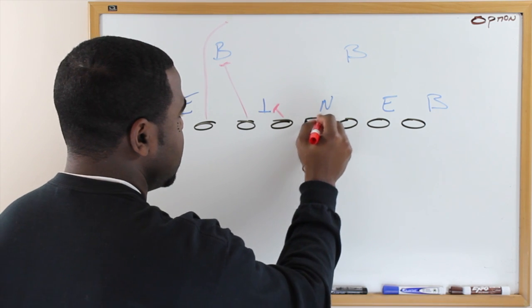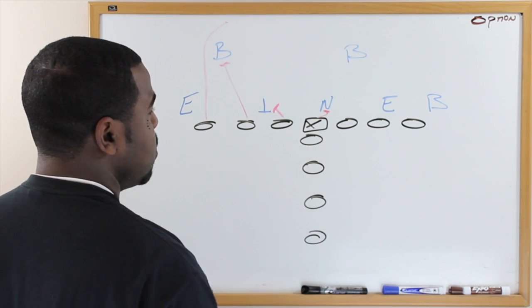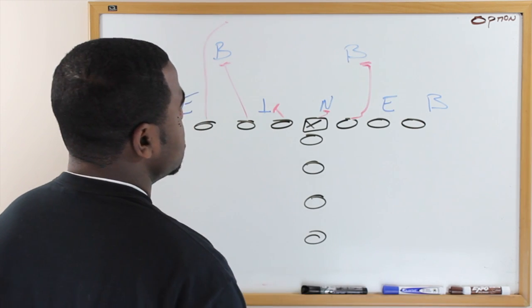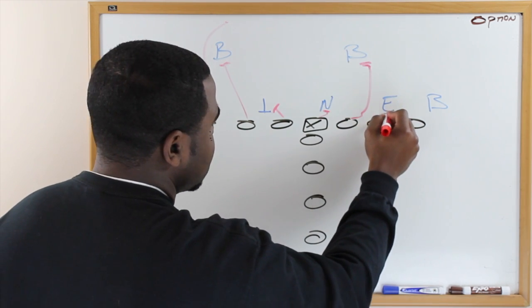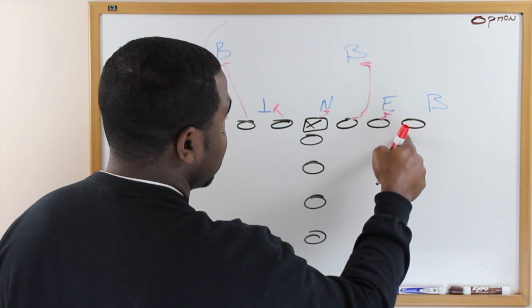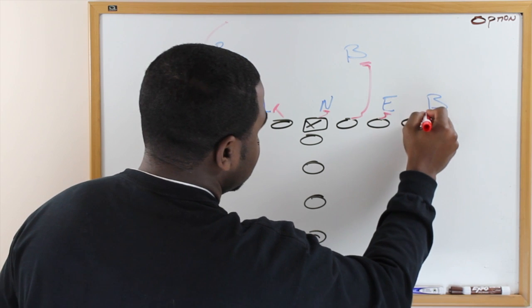We're going to have the center take the shade, the nose tackle, and we're going to have this play side guard work up to the backer. The tackle's job is to get this defensive end block. We're going to have this linebacker get blocked by the tight end.